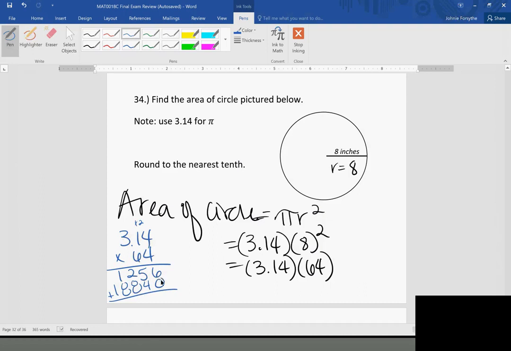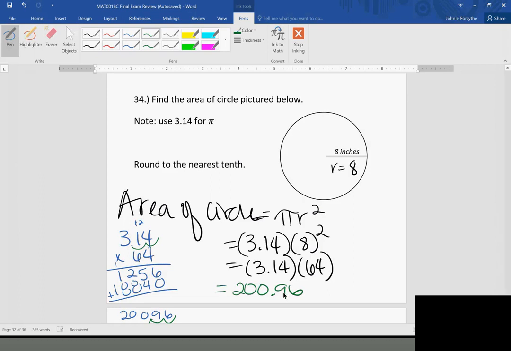Now I'm going to add it up. So 6 plus 0 is 6. 5 plus 4 is 9. 2 plus 8 is 10. Carry the 1. 1 plus 1 plus 8 is 10. Carry the 1. 2. But remember, I had 2 decimal places, so that's going to move that decimal here. So I end up with 200.96, and then it said round to the nearest tenth.